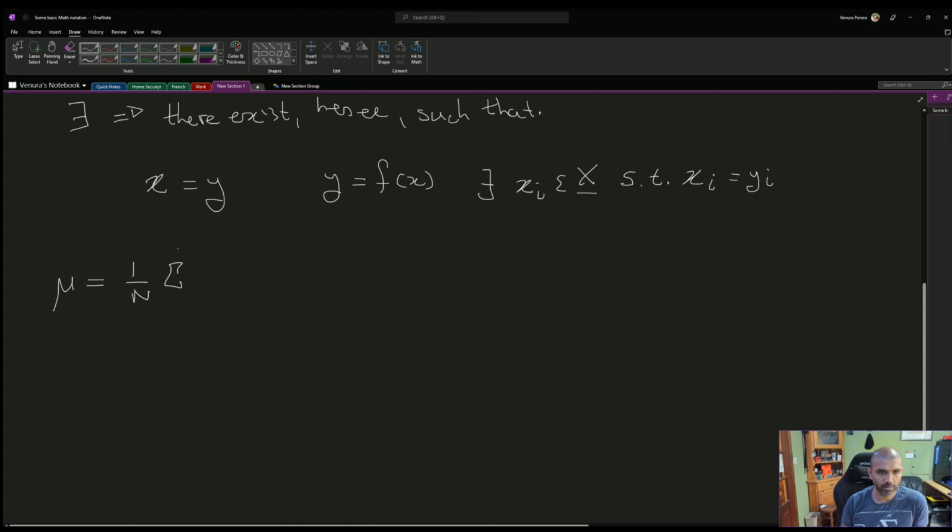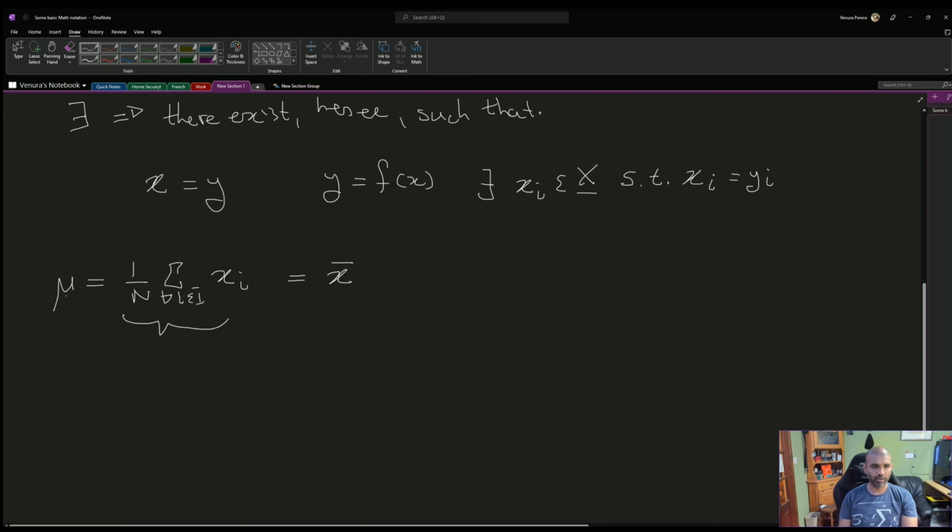So 1 over the number of samples, for all i, x of i, right? You've probably seen this, and that's just saying we're going to calculate the average. Another way of writing this statement is to say this is x bar, so that I don't have to write all this out.